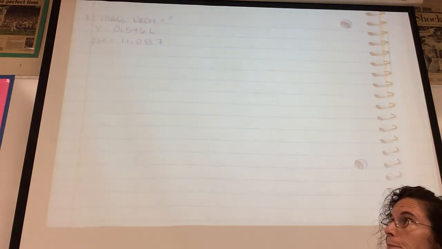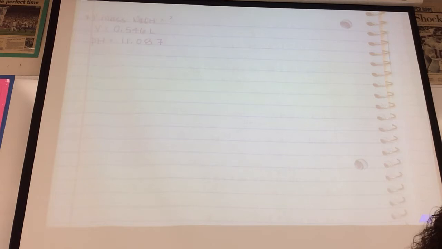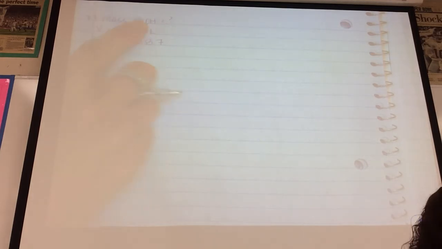On 7, we want to know the mass of sodium hydroxide. The volume is 546 mils, so you told me earlier that you know it needs to be in liters. And the pH is 11.087. So what are we going to do with this problem? We want the mass of a base. You could do 10 to the negative 11.087. If we do that, we'll get proton concentration.